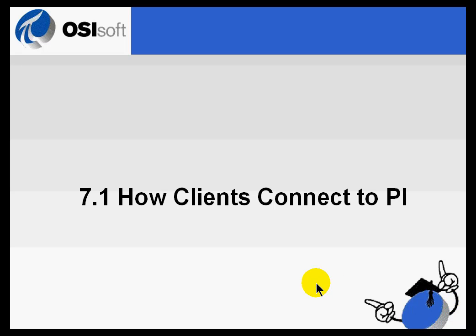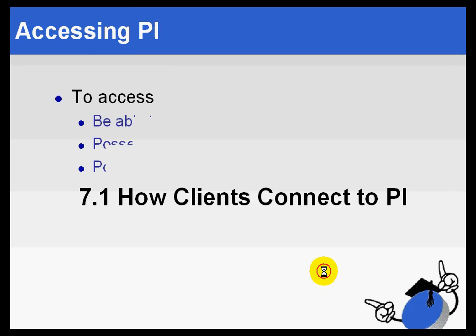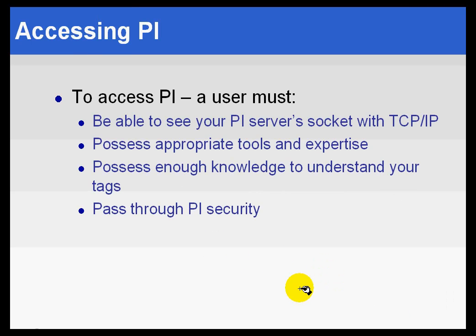Section 7.1, How Clients Connect to Pi. Well, first of all, as a user, you're going to need simple network access. So you're going to have to be able to see your Pi server and the specific port 5450 that the server uses, using TCP/IP. So you need a network connection to your Pi server.